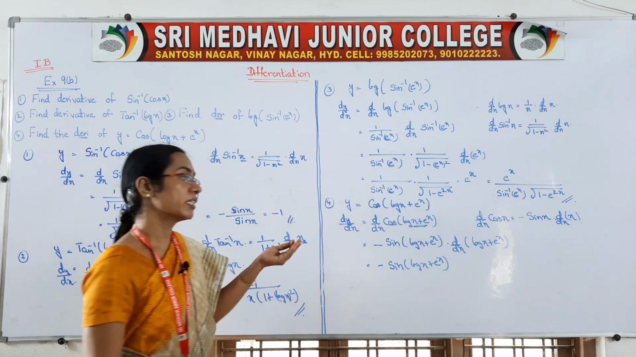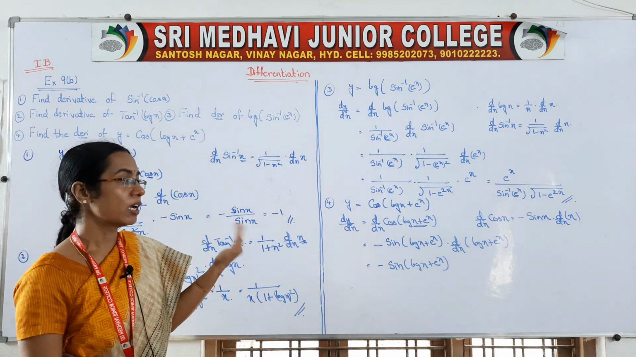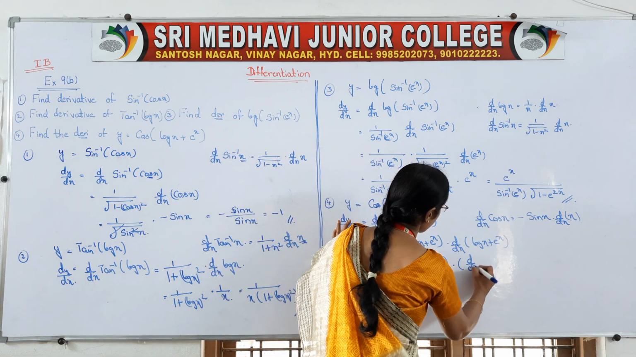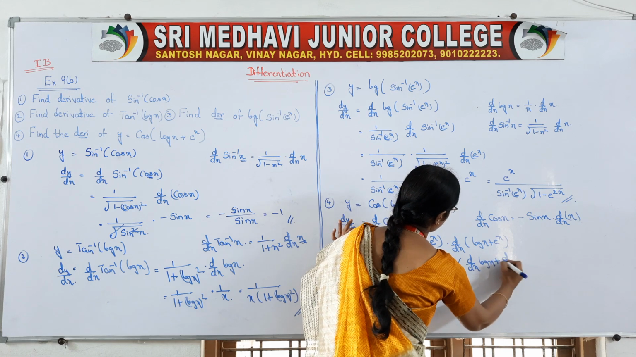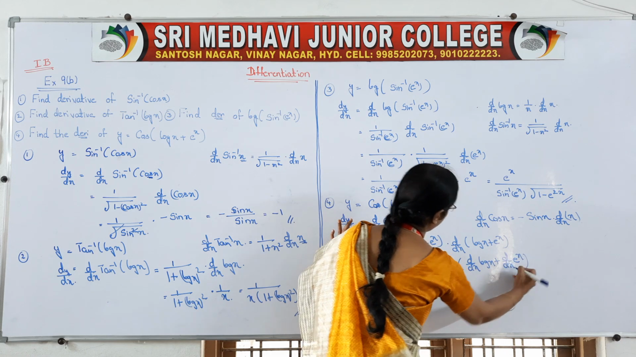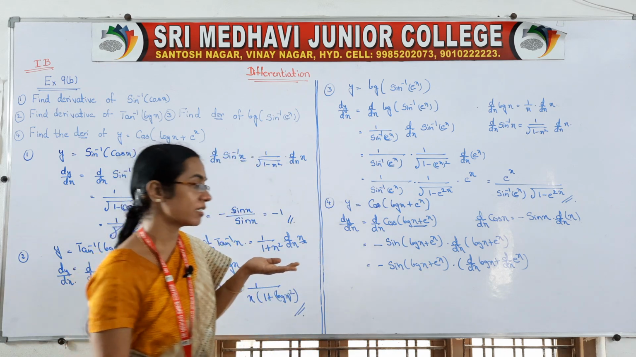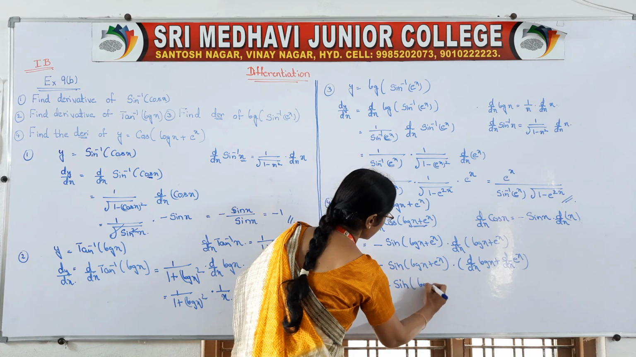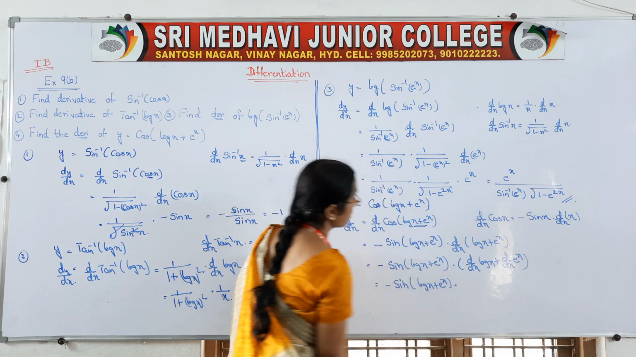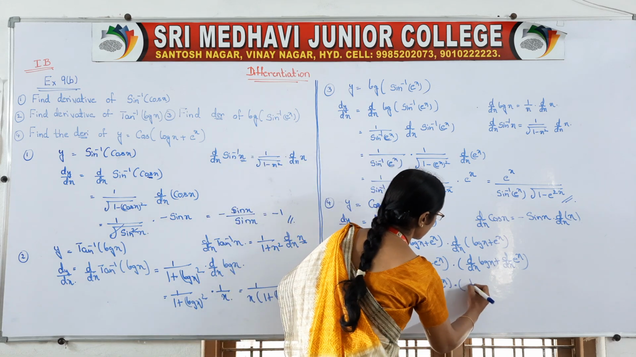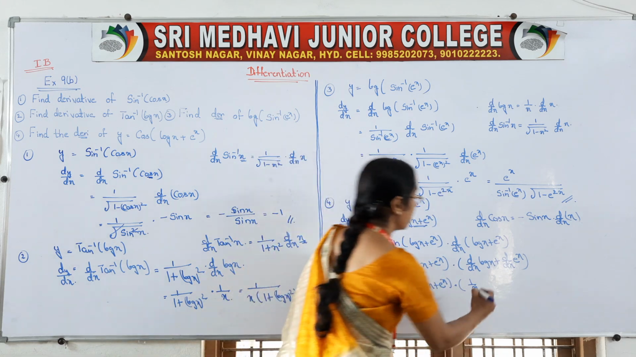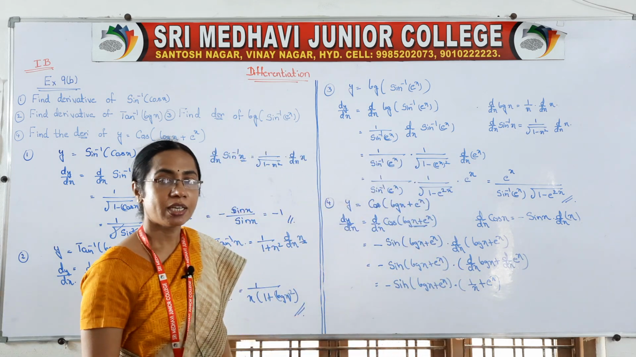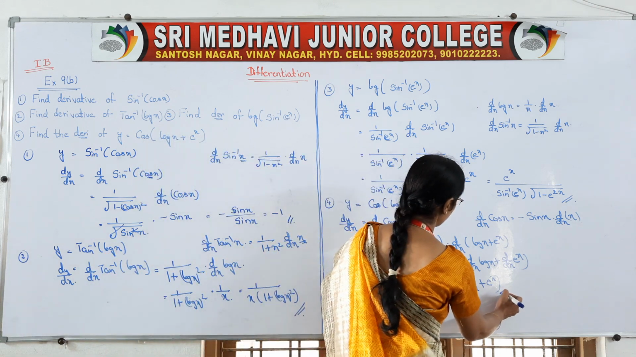Whenever a plus or minus sign is there in the differentiation, we have to take separate derivatives. So how will we take? We will write d by dx of log x plus d by dx of e to the power of x. Plus or minus, we take separate derivatives, is equal to minus sine of log x plus e to the power of x into d by dx of log x, which is 1 by x, plus d by dx of e to the power of x, which is e to the power of x. That's all, isn't it? So this is the answer to your question.